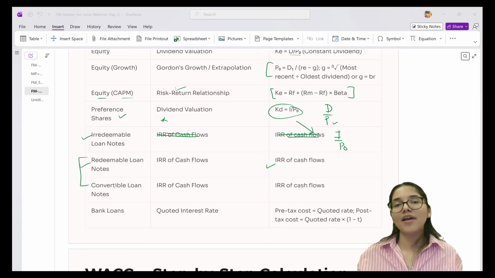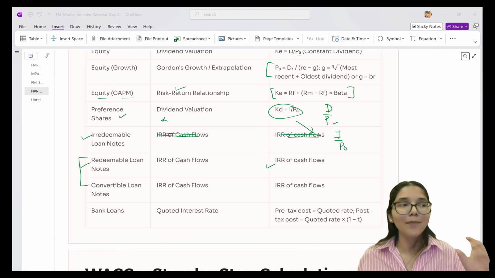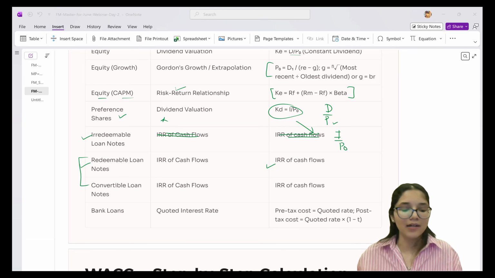There are two areas where we use similar formulae. One is where I'm calculating the cost. One is where I'm calculating the market value. So when I'm calculating the cost, who pays the cost? The company pays the cost for using the source of finance. So whenever I'm calculating the cost, I'm looking at the company's perspective.